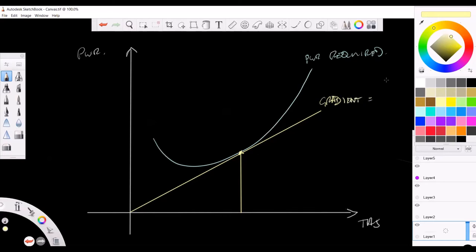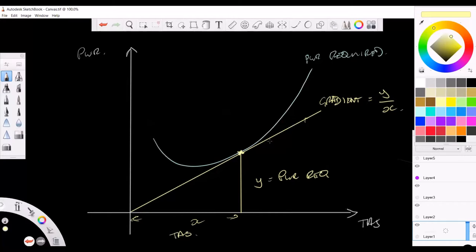And the gradient of any line is always the vertical change over the horizontal change, y over x. So y is going to be the vertical change, and so we'll call this y, we'll call this x. And that's why that's the y and x for this point. It's actually also the y and x for this point, but that point's nothing because it's not on the curve. We really only care that it's the y and the x for this point, because y is going to be the power required, and x is going to be the TAS for that point on the curve.